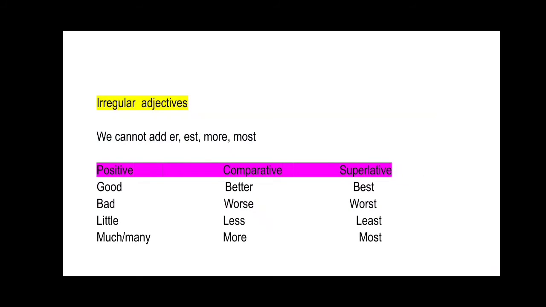There are some adjectives that we cannot add er, est, more or most. These are called irregular adjectives. Good, bad, little, much or many are irregular adjectives. The comparative form for good is better, superlative best, not gooder or goodest. Bad, worse, worst, not badder, baddest. Like that, little, less, least, much or many, more, most.